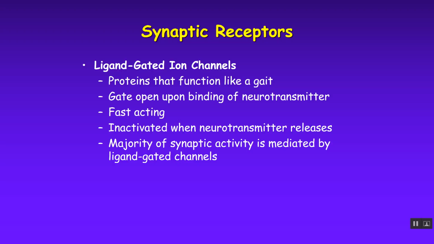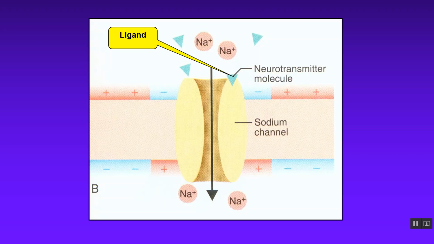They are inactivated once that neurotransmitter releases. The majority of synaptic activity is mediated by ligand-gated ion channels. So a lot of what our nervous system does is pretty quick and fast-acting. Okay? The neurotransmitter is the ligand. And there's the channel, and it's open.